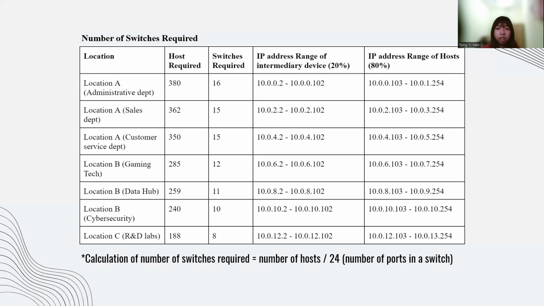So the location A range is 10.0.0.2 until 10.0.0.102. The address range of hosts is 80%, so the range is 10.0.0.103 until 10.0.1.254. The other locations use the same way of calculation.